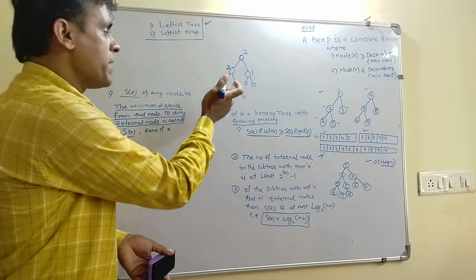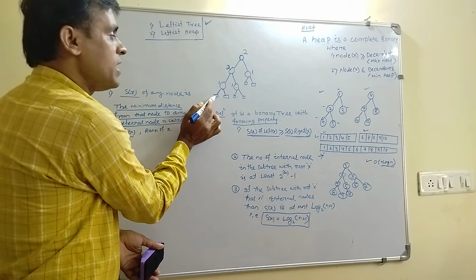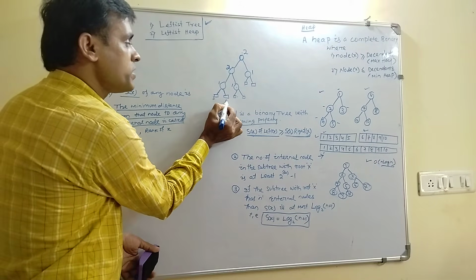Now check for any node, what is the S(x) value of this node? 1, with its child node 0 and its child node 0.